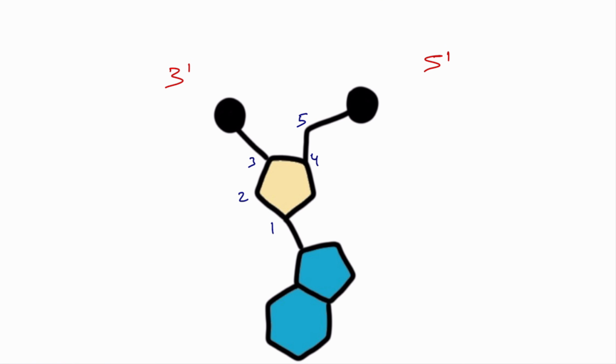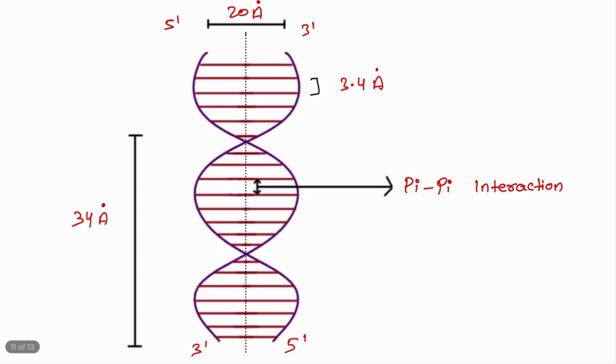As we can see in this figure, if we consider this as the midline, one strand of DNA is running from 5 prime to 3 prime and the other strand of DNA is also running from 5 prime to 3 prime, but in the opposite direction. So the chains of DNA are antiparallel to each other.